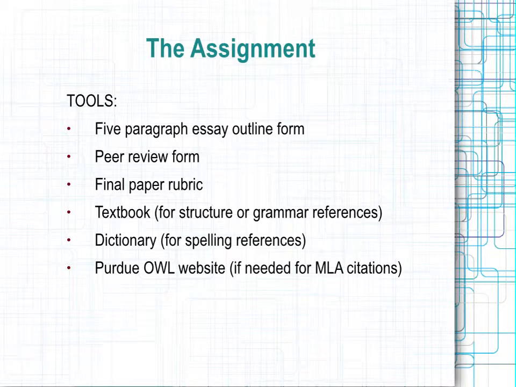They are given a tool set for the assignment. This includes a 5-paragraph essay outline form, which would have been addressed previously for them, so it would not be new information. They would also have the peer review form, which would have been previously used, and a rubric describing the expectations for the final paper. Other references would also include their textbook for structural or grammar references, a dictionary for spelling references, and the Purdue OWL website if they were to cite any sources, so that they could have a reference for MLA.